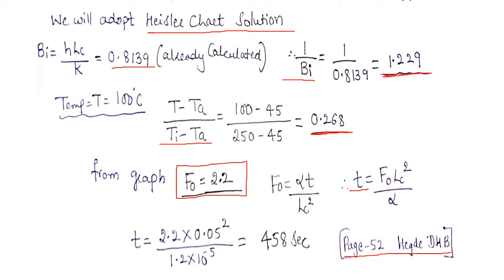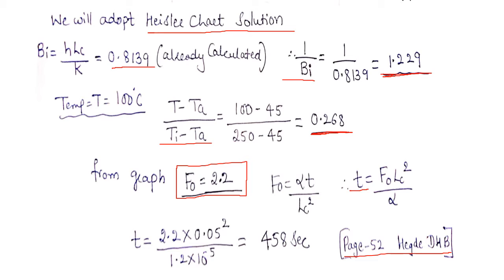The Fourier number we have already calculated from the graph, it is 2.2. I will tell you now how we have got this Fourier number as 2.2. This, as usual, we have calculated by using the formula. Only this Fourier number is equal to 2.2. This value we have already calculated from the graph. Now I will show you how we have calculated this Fourier number as 2.2.